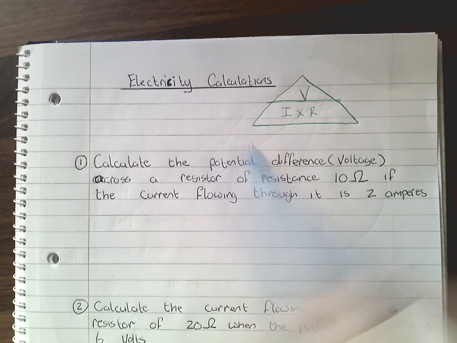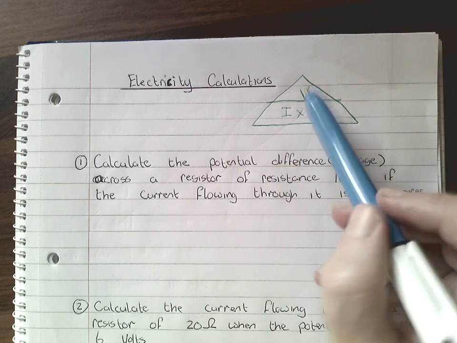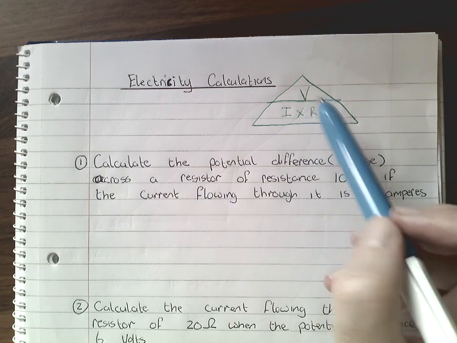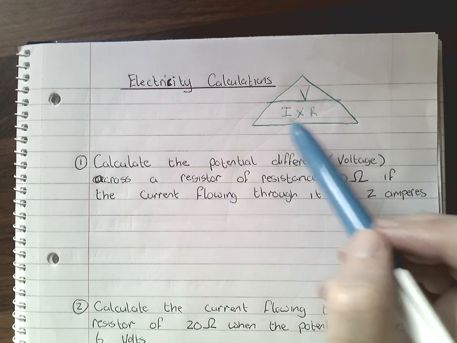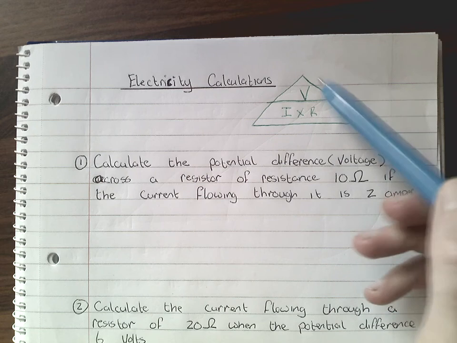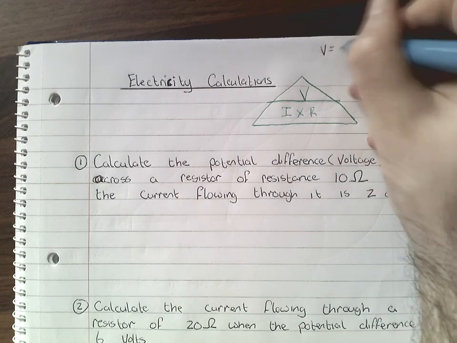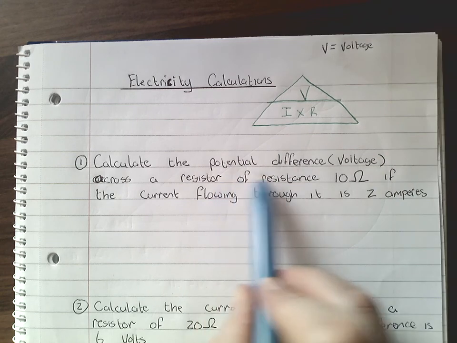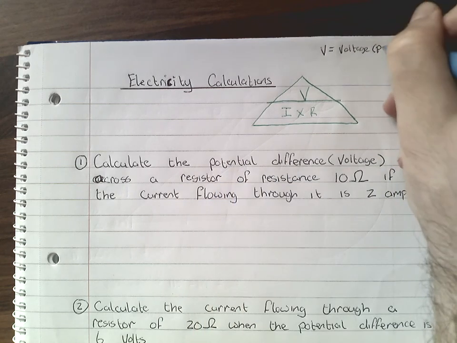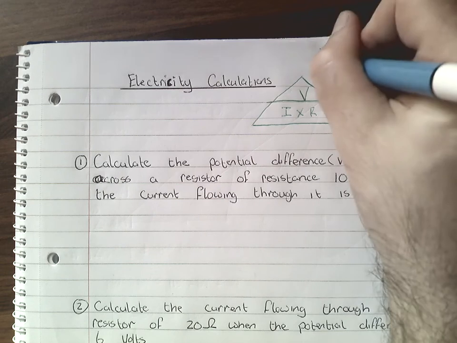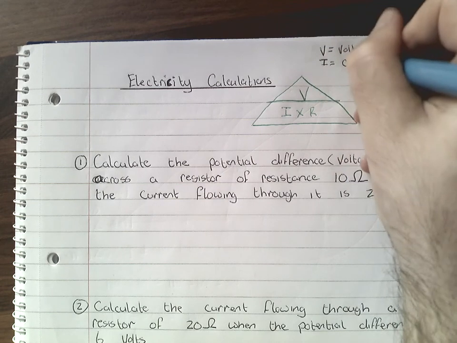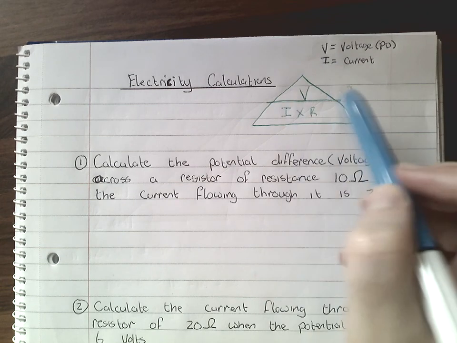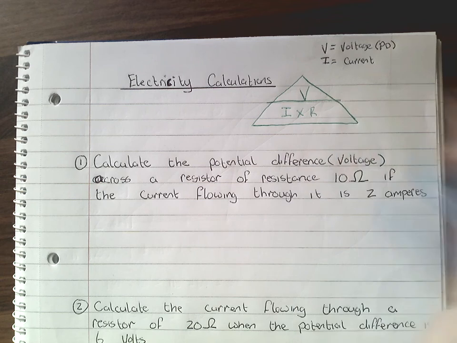So we have this triangle, and we can use this to figure out how to calculate for voltage, how to calculate for current, and how to calculate for resistance. Just as a reminder, V is voltage, and sometimes they call it potential difference, or PD, just abbreviated. I represents current. And if you remember, current is the flow of electrons flowing past a point on the conductive material or wire every second. And then R is resistance.